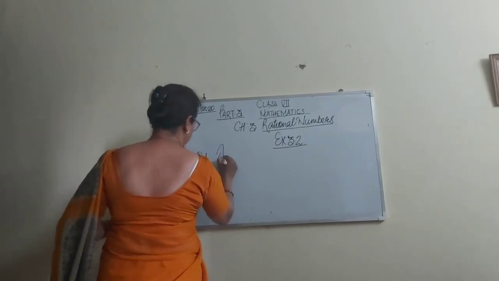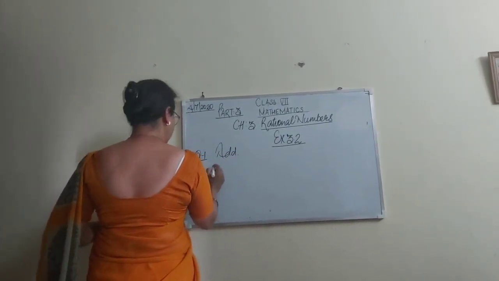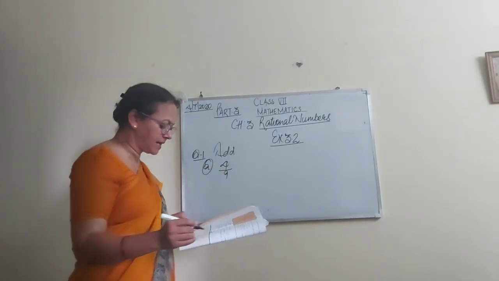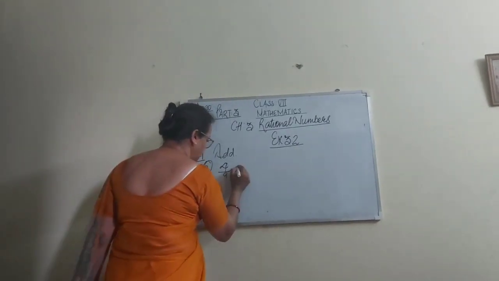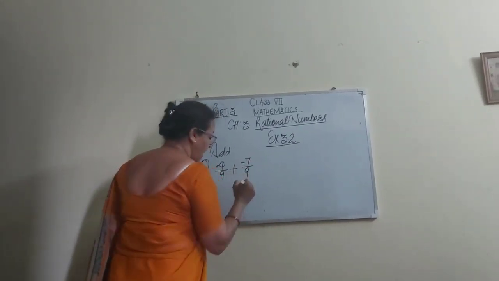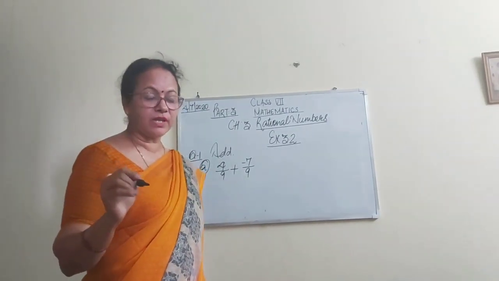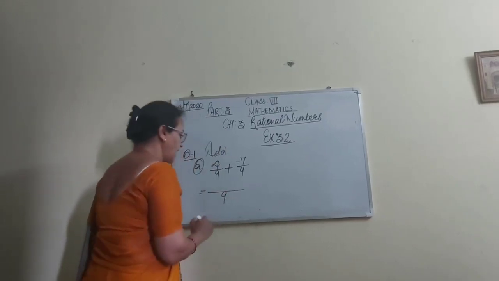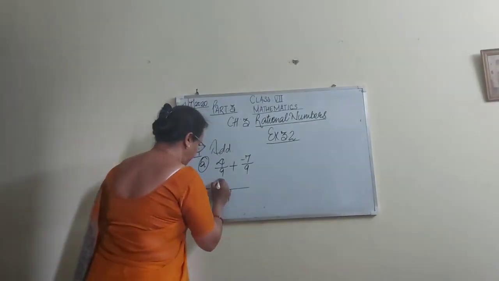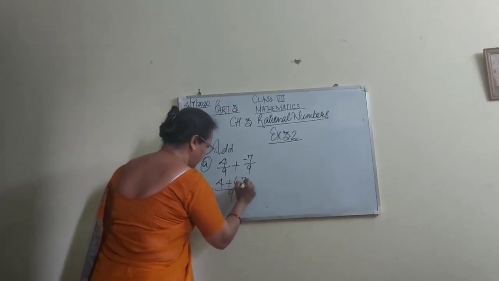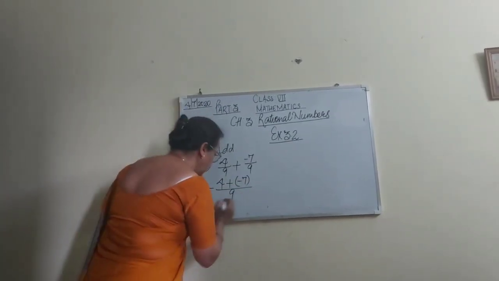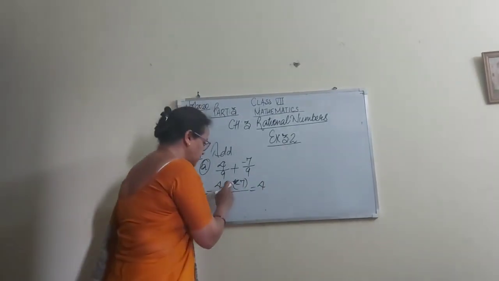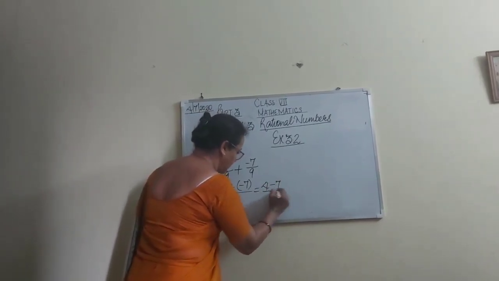Add the following rational numbers. So what is it? A part is 4 by 9. We are doing addition there. Written 4 by 9 and minus 7 by 9 means we are doing plus minus 7 by 9. As we have done in fractions, when the denominators are the same, that is common denominator, what is it? 9. Then add only the numerators, 4 plus minus 7. That's right. So what will it be? Plus minus is minus, both the signs will be multiplied, minus 7 by 9.